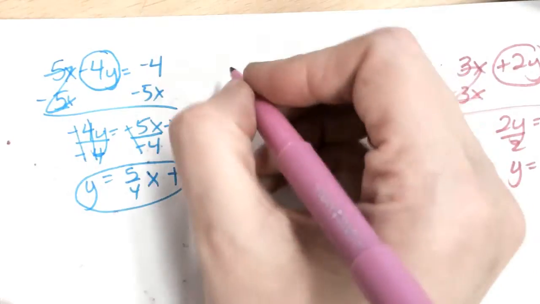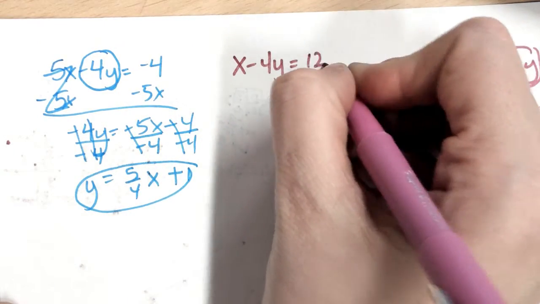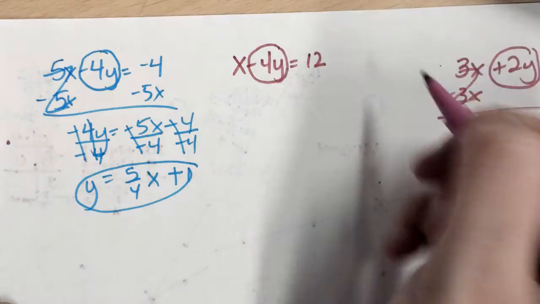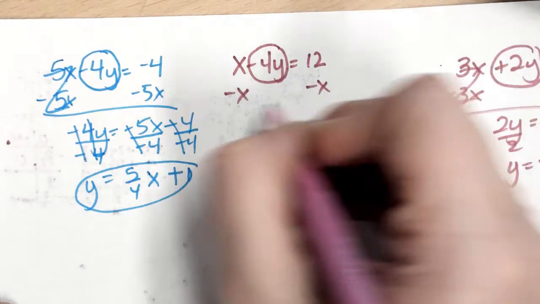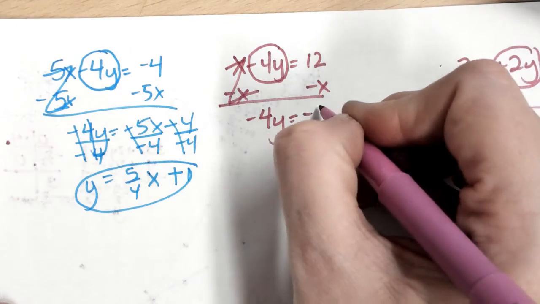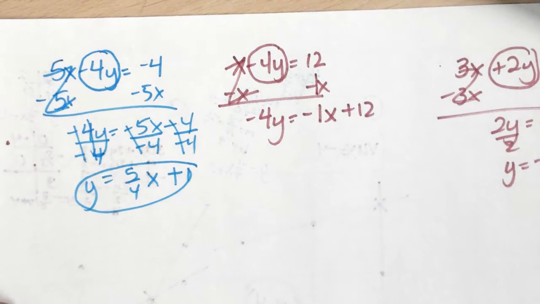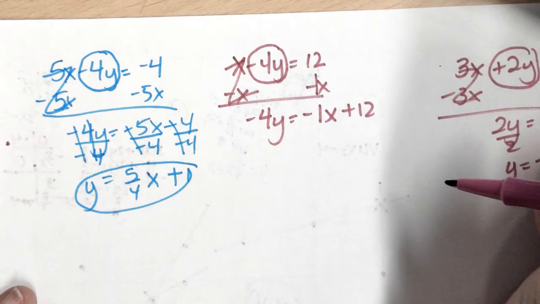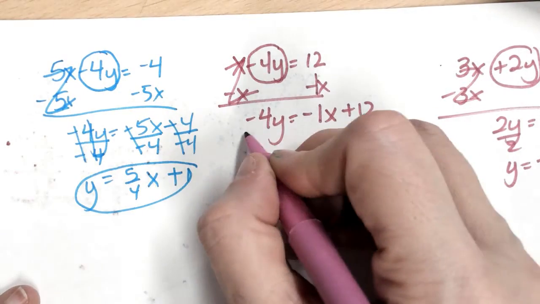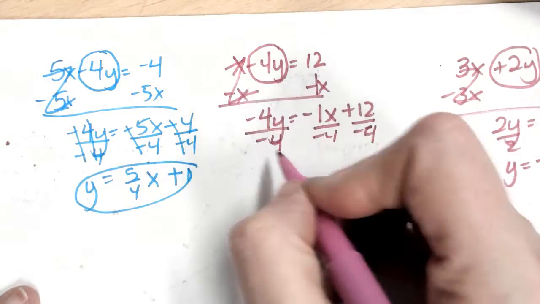The next equation that I have to convert is x minus 4y equals 12. Remember, I want to get my y term by itself, so I subtract x from both sides. This zeroes out. I have negative 4y equals negative 1x plus 12. Remember, I don't like having that invisible 1 there. I mean, when I see that negative, I kind of forget it's there. Every time I see a negative, I want to put a 1 in front of it. Okay? Now, I want to divide everything by negative 4 because I want to get that y by itself.